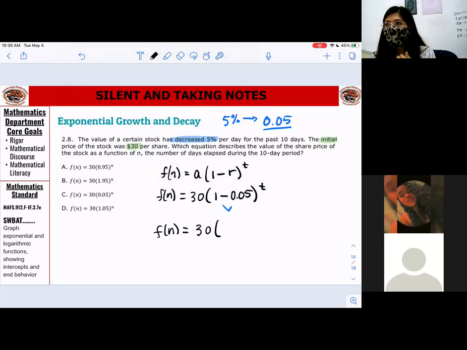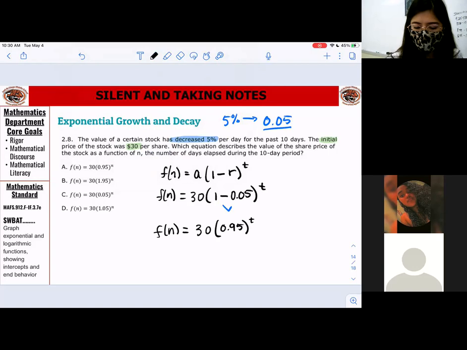For me, it's very helpful to think about it like money. $1 minus 5 cents, 95 cents. That's the power of t. So it's answer choice A.